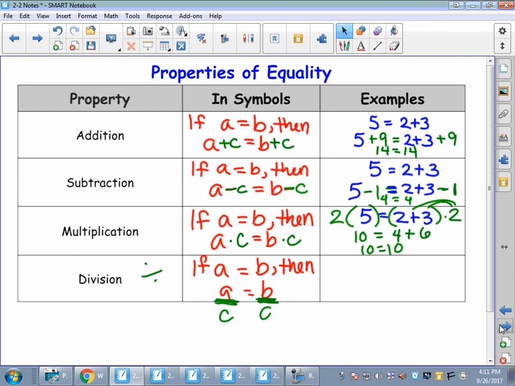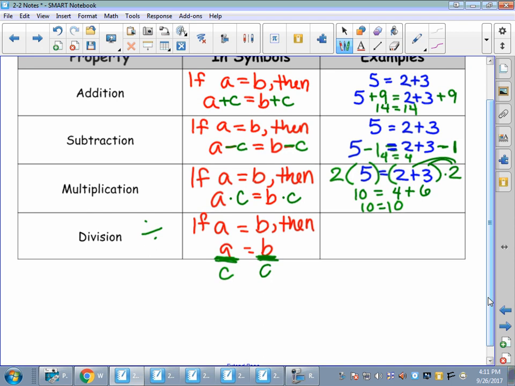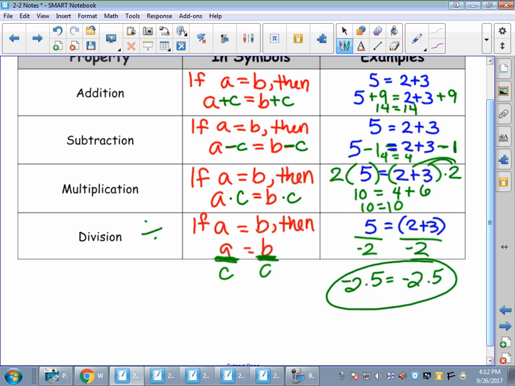Okay, and so as for my numbers with the example here, if I have 5 is equal to 2 plus 3, and I decide to divide this by -2 and this by -2, I still get, in the end, -2.5 is equal to -2.5. Still balanced, still equivalent, just half as much. Okay? So those are the 4 properties, those are the 4 rules of math that allow us to solve equations. They're the name, they're the reason.